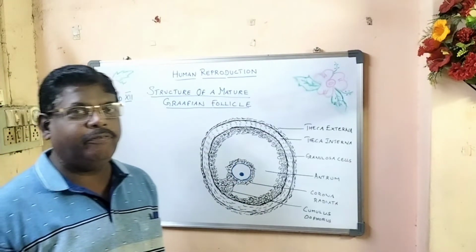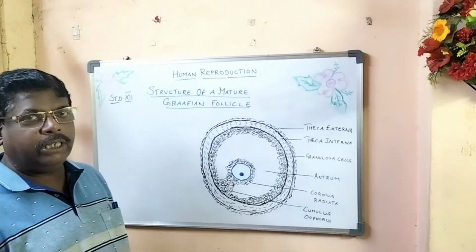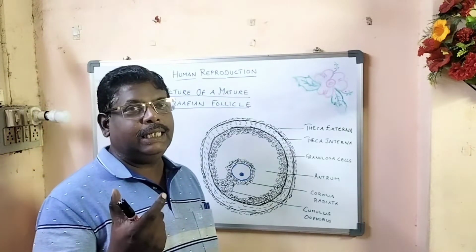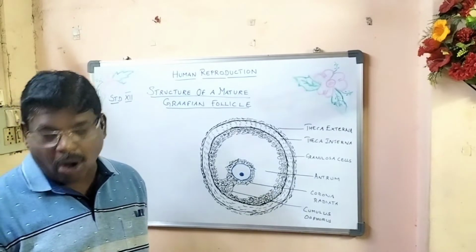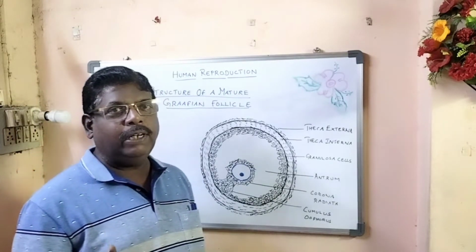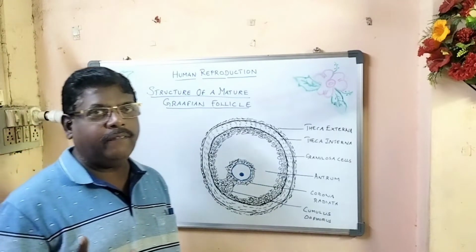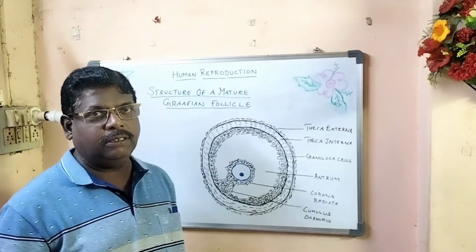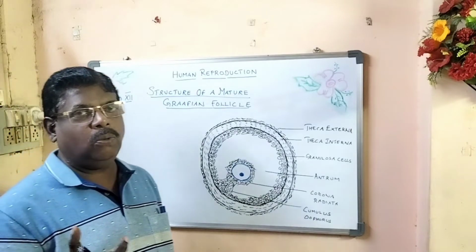Okay, mature Graafian follicle. Follicle means what? Follicle means it is a sac or vesicle filled with fluid. That is called follicle. It encloses the ovum.